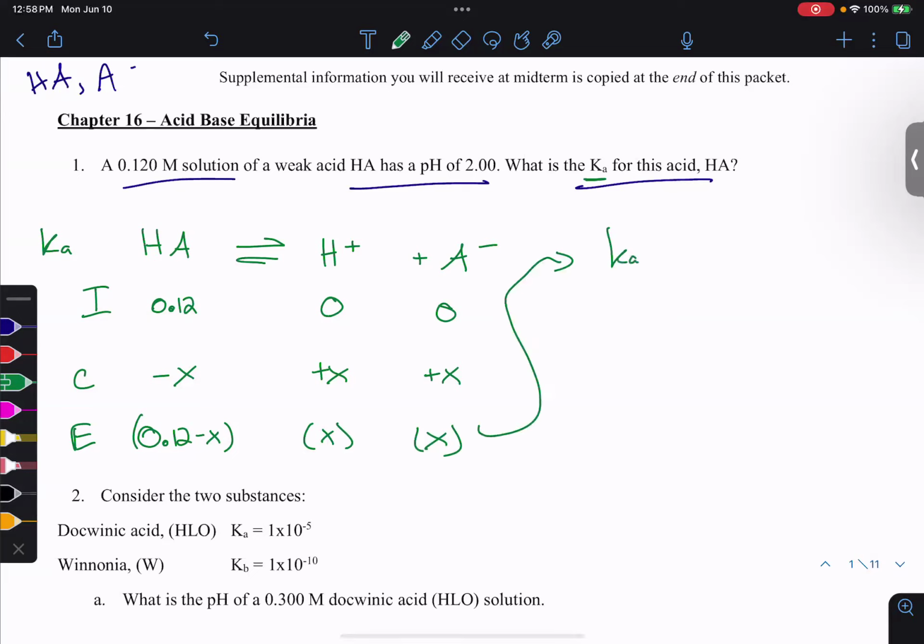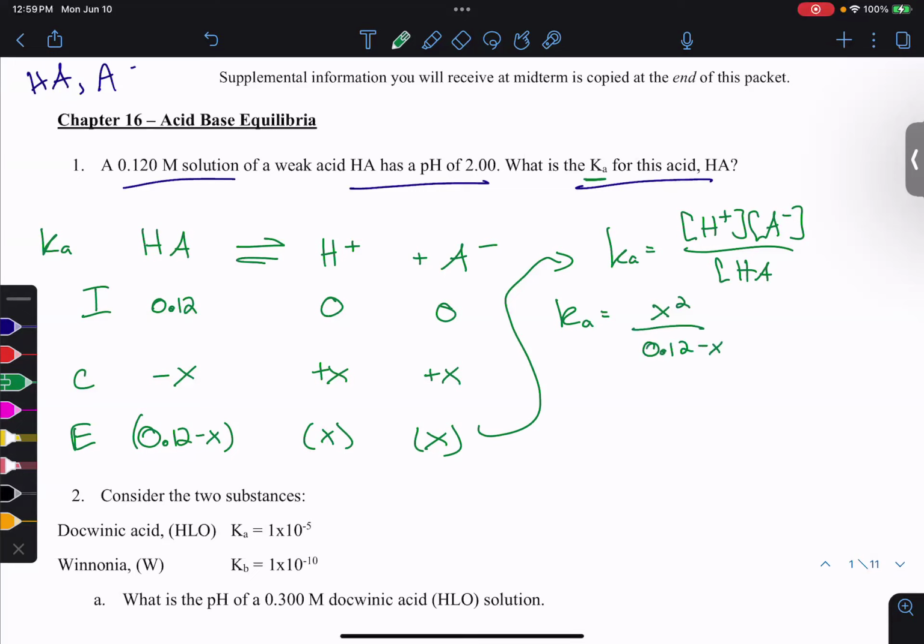So if we write our Ka expression, which is H plus times A minus over HA, we can tell through the equilibrium line that Ka is equal to x squared over 0.12 minus x. What a lot of students will do right now, because we're really good at it, is get rid of that minus x. But we're not going to do that, because what piece of information did we not use yet? The pH. The pH is x. Well, similar. It's almost x.